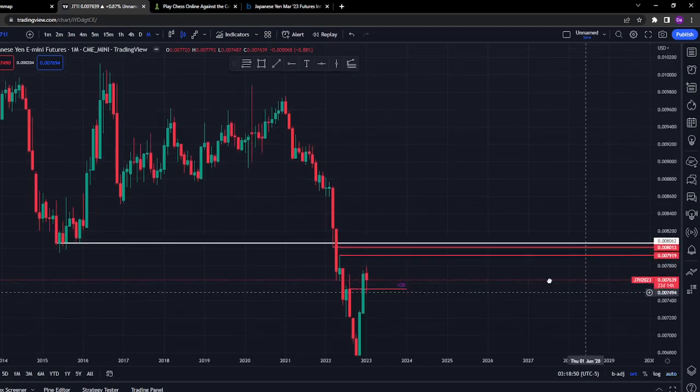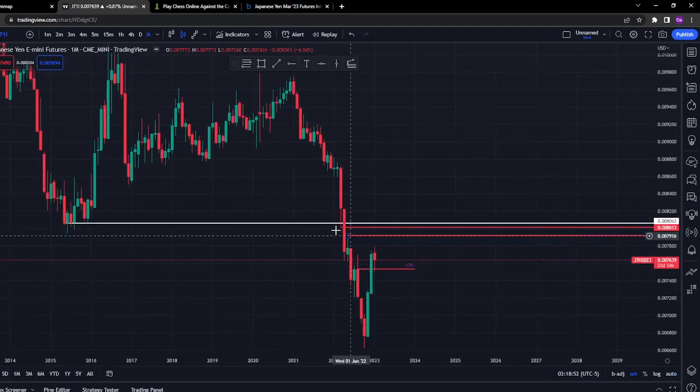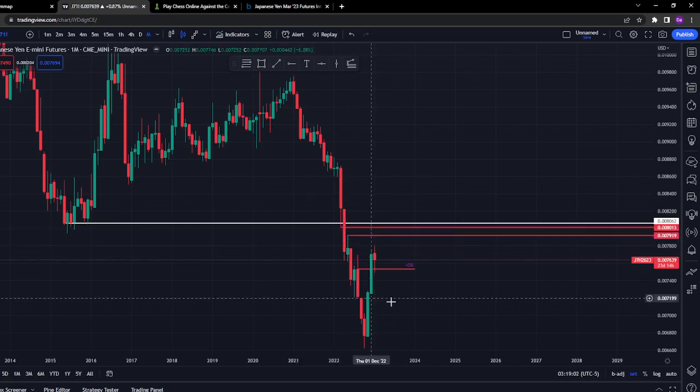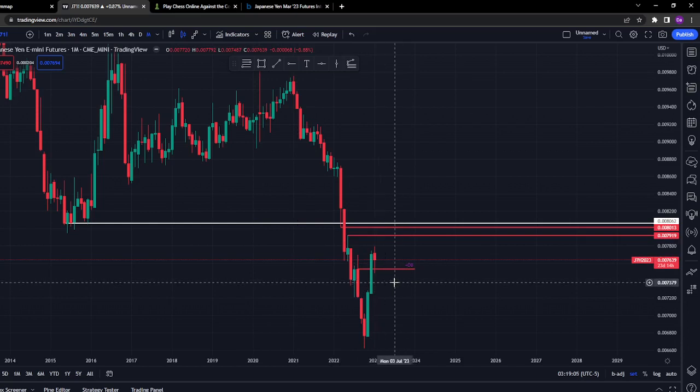You can see we have a SIBI here. This is essentially our draw on liquidity. So this is where these markets are likely to be headed within the next few weeks. And that's why it's in line with our actual seasonal tendency.